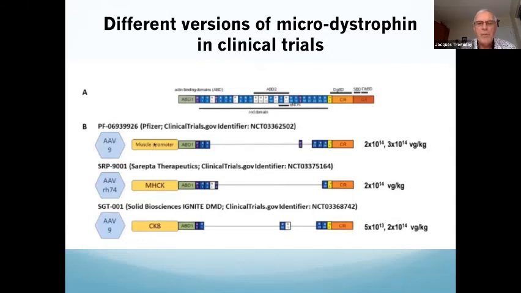What's different between these three clinical trials is that they are using different AAVs. The AAVs may infect different types of cells. So they are using different versions of the AAV, and especially different versions of the micro-dystrophin gene. And the aim of these clinical trials is to see if the introduction of a micro-dystrophin gene will permit an increase in the strength of the patients.